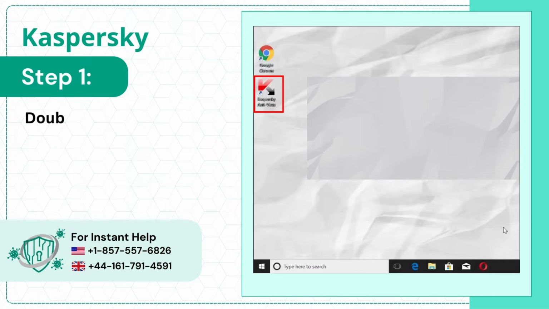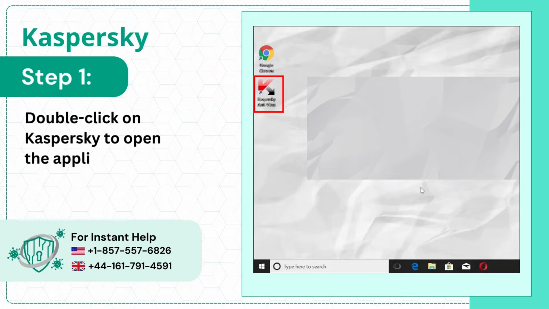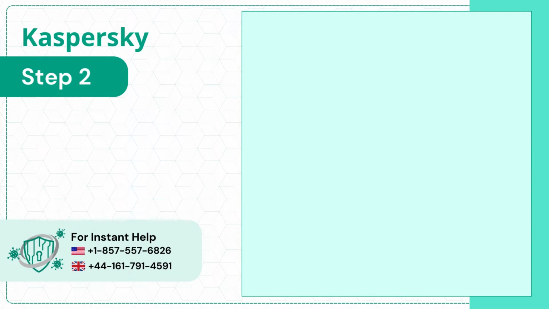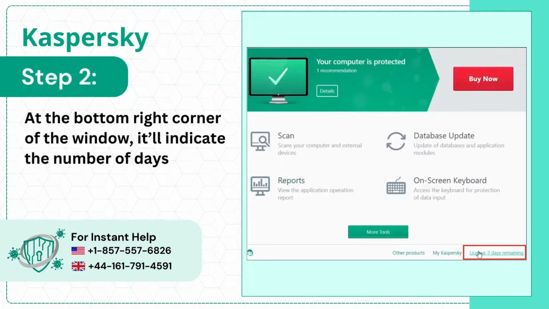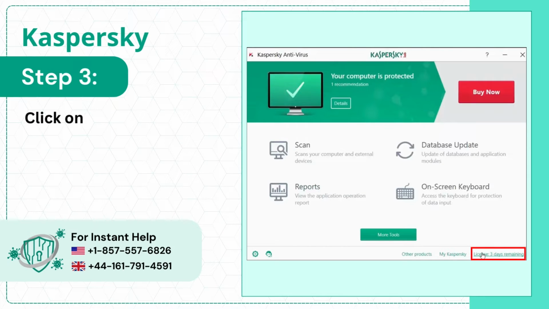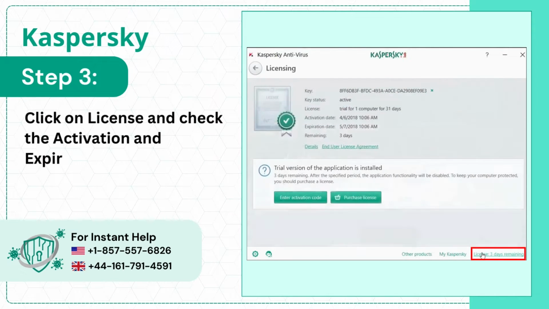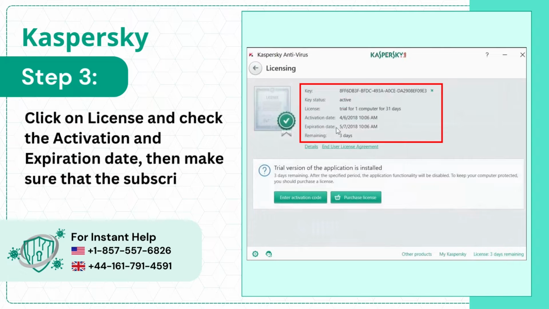Step 1. Double-click on Kaspersky to open the application. Step 2. At the bottom right corner of the window, it'll indicate the number of days the license is remaining. Step 3. Click on License and check the activation and expiration date, then make sure that the subscription has not expired.